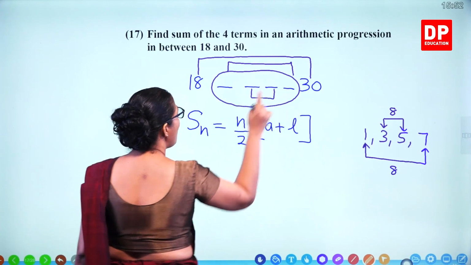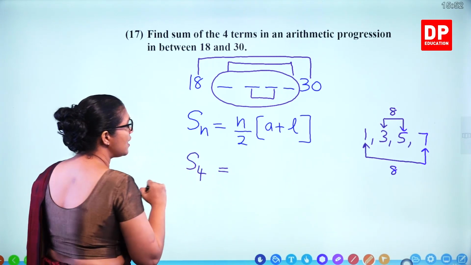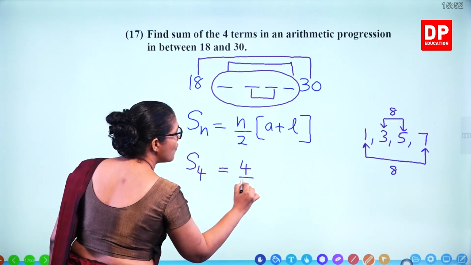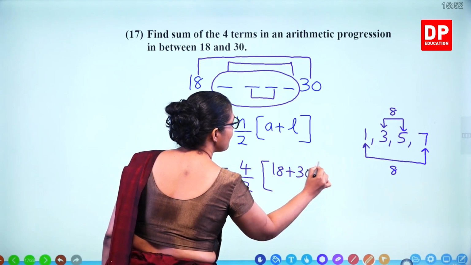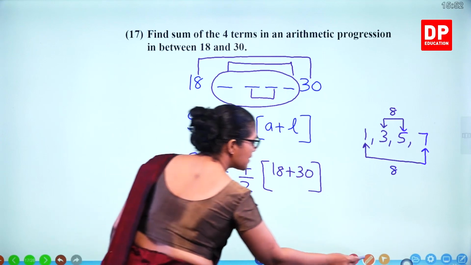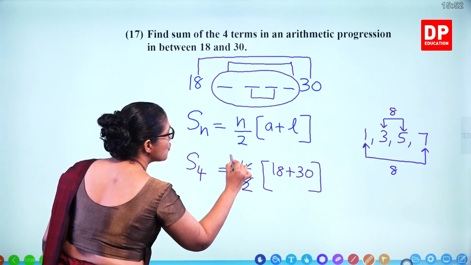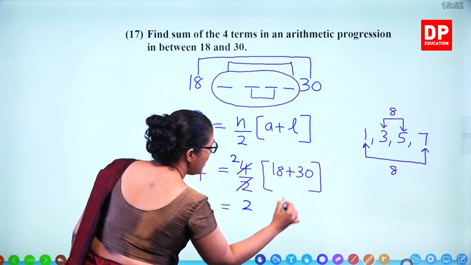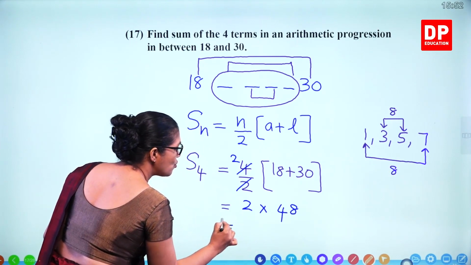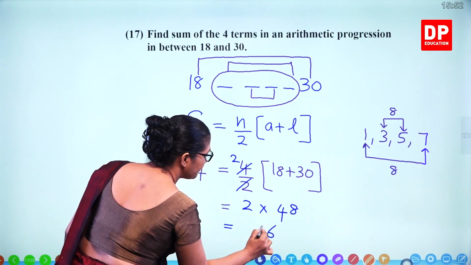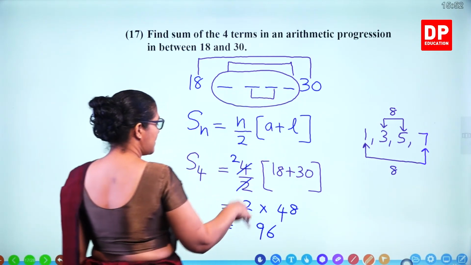1, 2, 3, 4. So you can find out S4. 4 terms we are adding. 4 over 2, times (18 plus 30). So what's the answer? 4 over 2, that's 2. 18 plus 30, you get 48. So 2 times 48, 96. So you get these 4 sum is 96.